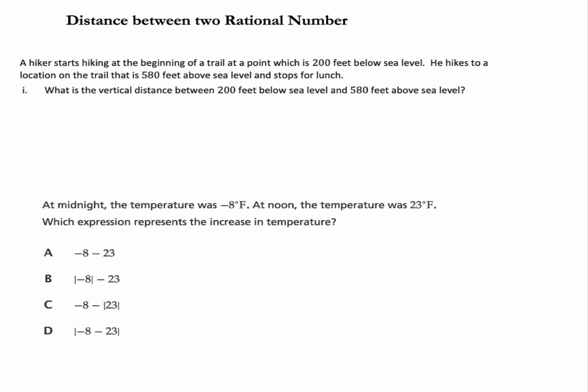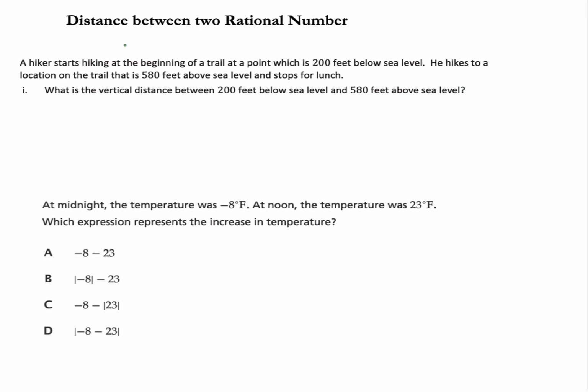Let's look at some types of problems you may see on your GED exam. Here's question 1, where we're doing the first indicator, where you're calculating the distance. So it says a hiker starts hiking at the beginning of a trail at a point which is 200 feet below sea level. He hikes to a location on the trail that is 580 feet above sea level and stops for lunch. What is the vertical distance between 200 feet below sea level and 580 feet above sea level?